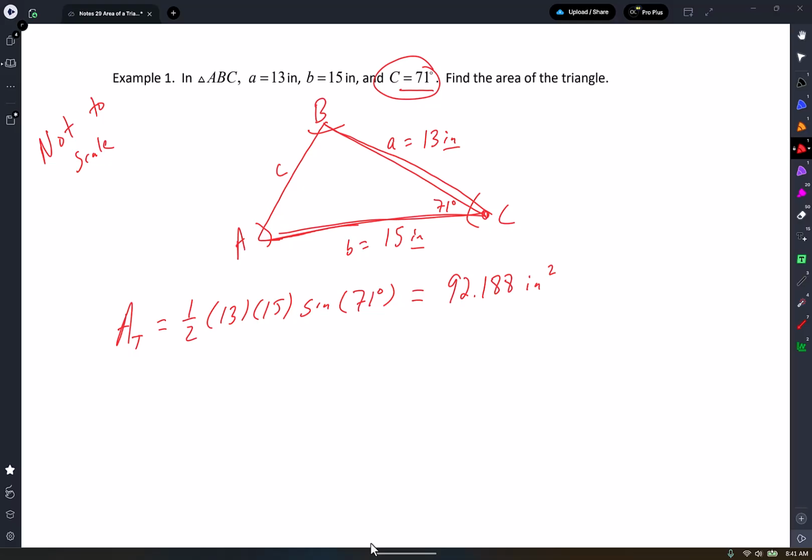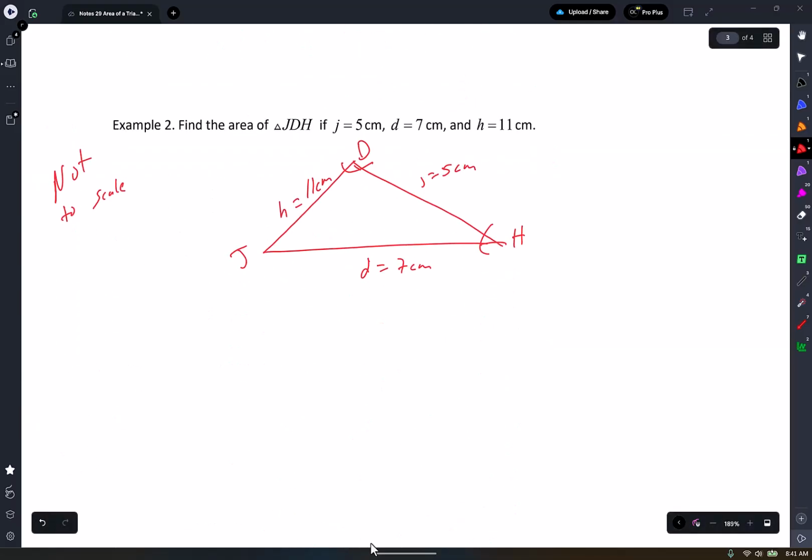And with law of cosines, as long as we're given 2 sides that connect to one of those vertices, we can find any angle. Look, we got 3 sides. We can find whatever angle we want. We can find angle J, we can find angle D, we can find angle H. We just need one. What angle do you guys as a class want to solve for? Doesn't matter to me. Angle D?